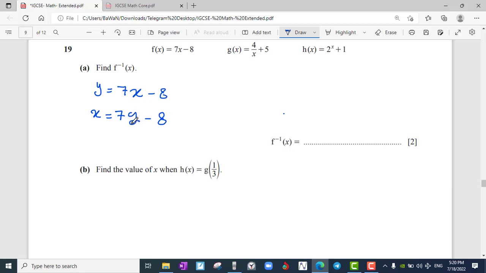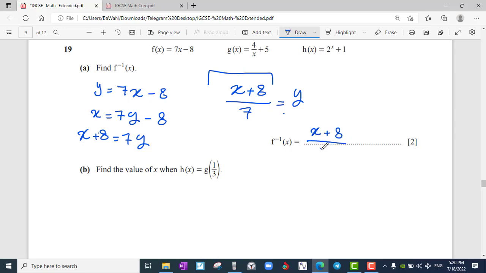In order to make this y the subject, we need to get rid of this minus 8. So plus 8 plus 8, it will be x plus 8. x plus 8 is equal to 7y. Get rid of the 7. So (x plus 8) over 7 is equal to y. Now y is the subject again. This side is F inverse: (x plus 8) over 7.